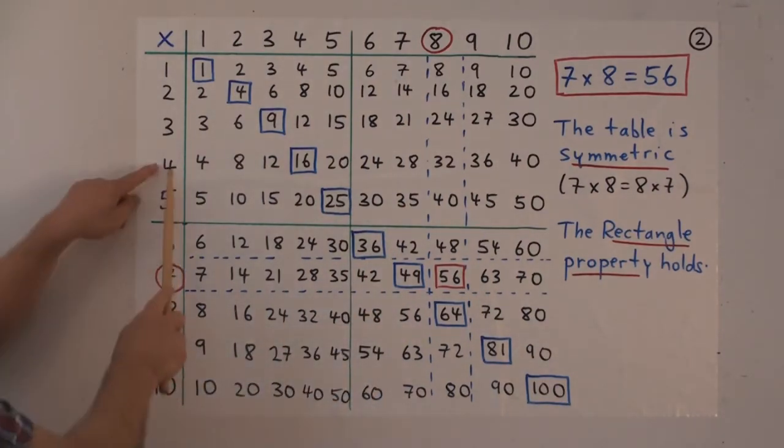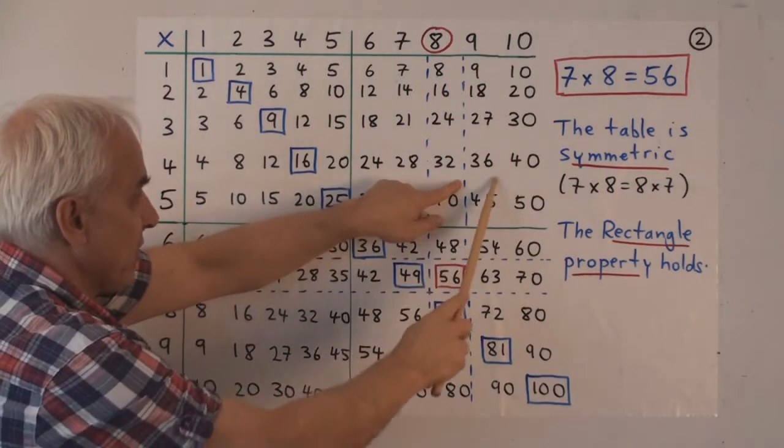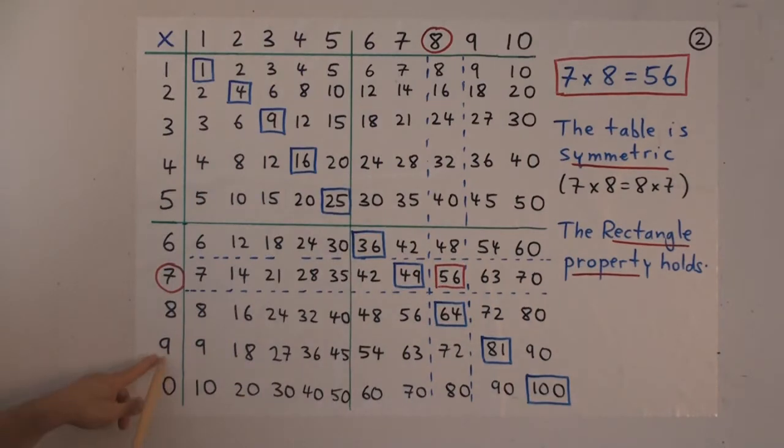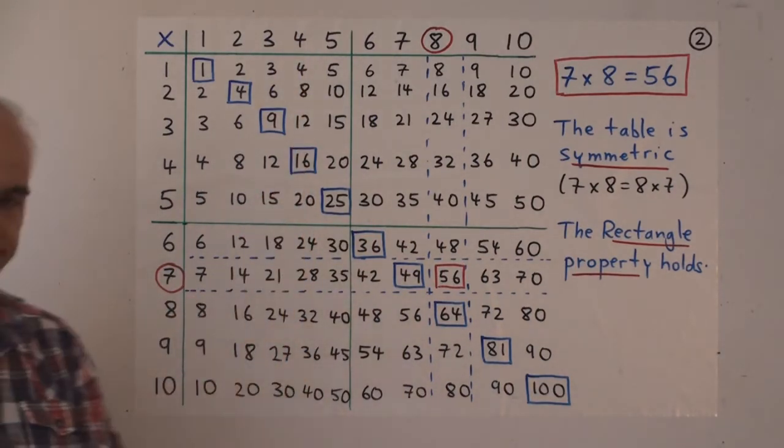Another example, 4 times 9. There's the 4 times 9. That's 36. While 9 times 4 is also 36.